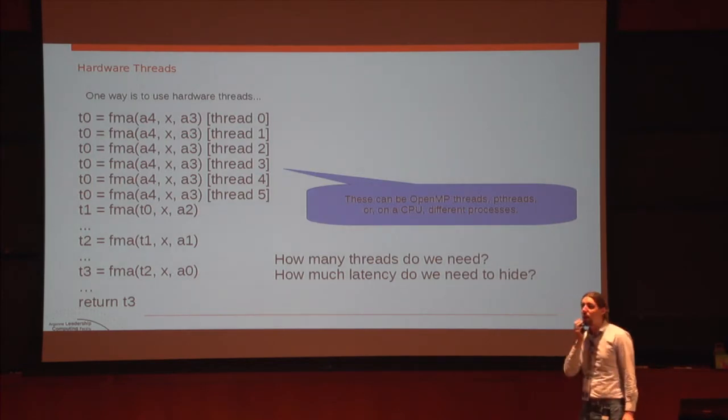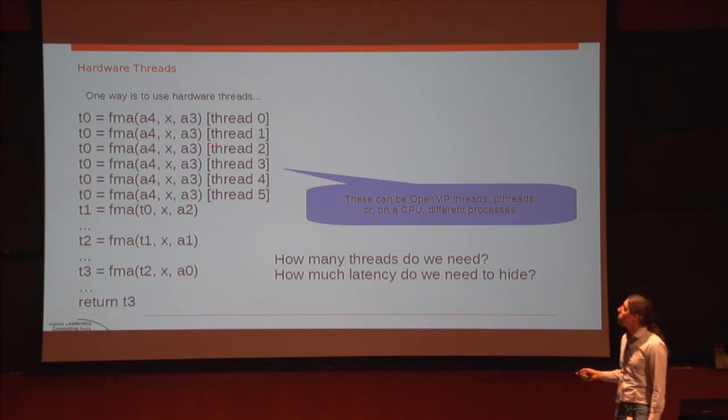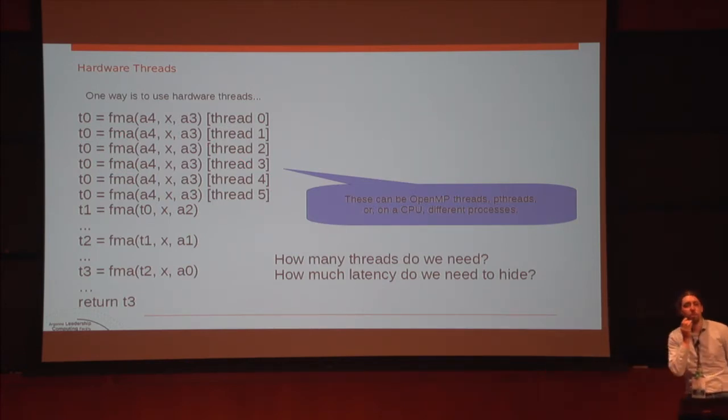All right, so a common strategy between both CPUs and GPUs is to use hardware threads. When I say hardware threads, these could correspond to lots of different things. They could correspond to different threads with OpenMP. They could correspond to pthreads. They could correspond to different processes on a CPU.